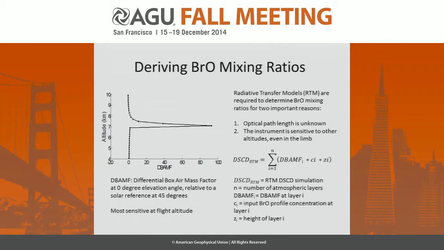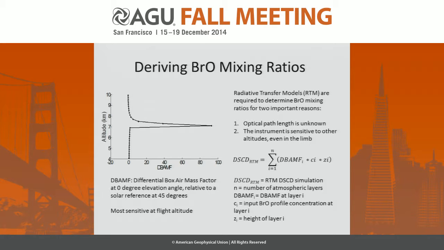Now, our ultimate goal is to derive BrO mixing ratios. And we do that by running a radiative transfer model for 2 really important reasons. The first, we don't know the optical path length ahead of the aircraft. This depends on atmospheric composition as well as the aircraft altitude. We also don't know the sensitivity from our instrument above the aircraft and below the aircraft, even though we're only looking in the limb. Now, in order to understand that sensitivity, we do have to run the radiative transfer model and have differential box air mass factors calculated.